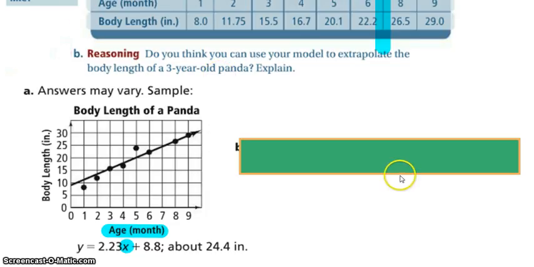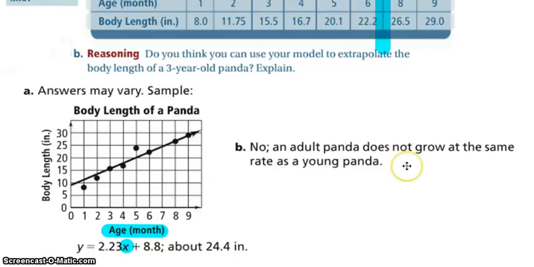And of course, if you think about humans or most other animals, adults don't grow at the same rate as babies or children, so we cannot use that same model. The model would have to change, our equation would change.